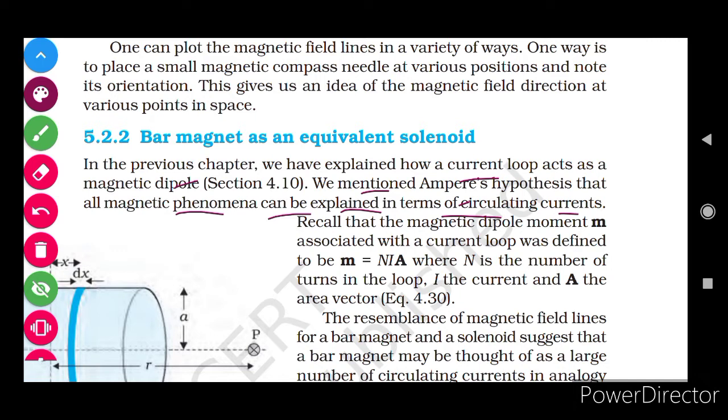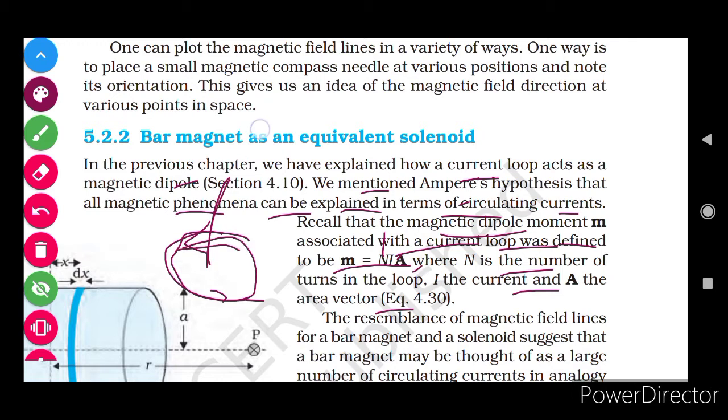Now recall that the magnetic dipole moment m associated with a current loop was defined to be m equal to NIA, where N is the number of turns in the loop, I is the current flowing in the coil, and A is the area vector of the coil. So this was the magnetic moment of a current carrying loop.